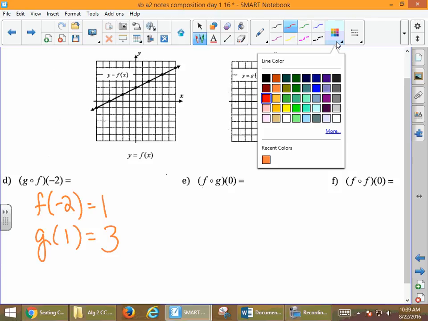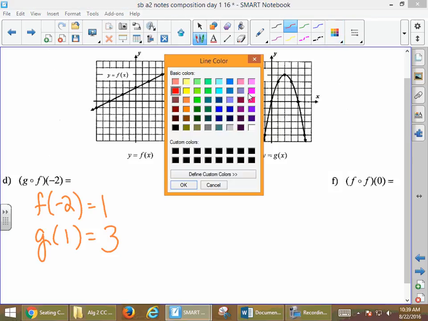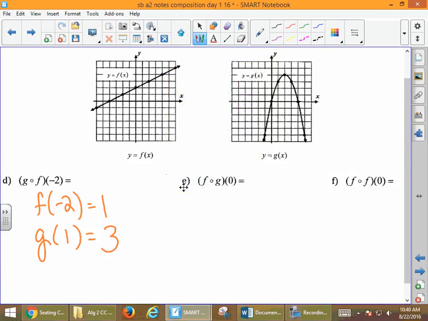As we look at letter E, f of g of 0. We're going to start with g of 0. We start farthest to the right, inside out. G of 0. Well, g of 0 is 0. That output of 0 now is going to become the input back into our f function. F of 0 is 2.